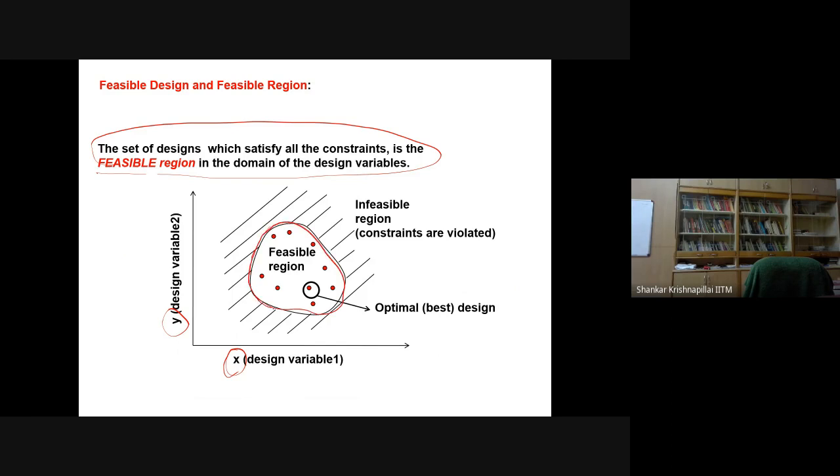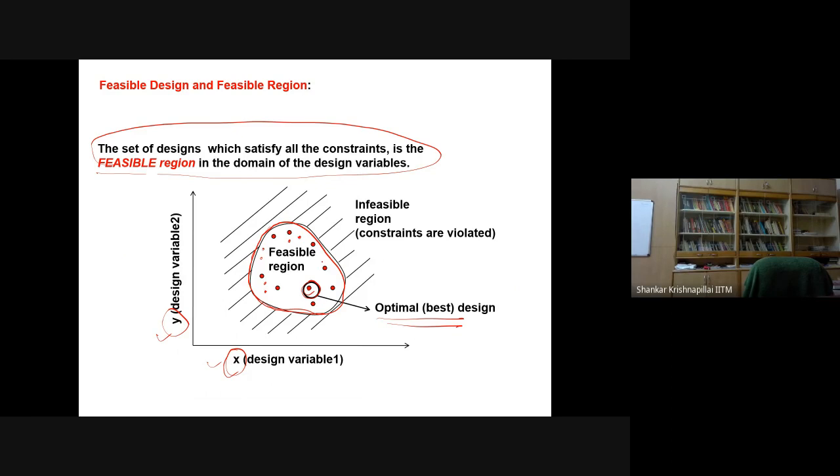So all the combinations of y and x within this feasible region will have bending stress within the limit, deflection within the limit, and so on and so forth. So all these XY values will give safe beams. That is, they will not break. But only one of these values will give the optimal beam. Optimal beam means beam with least weight.